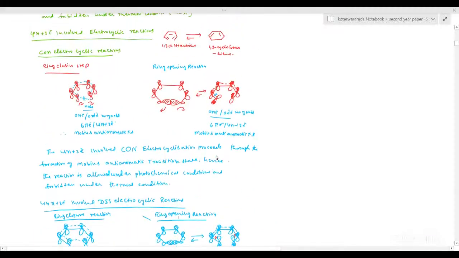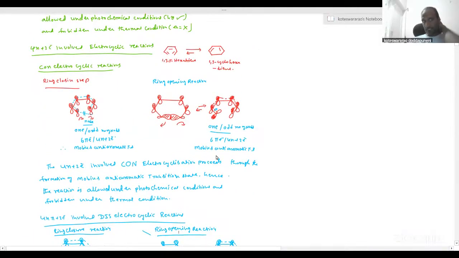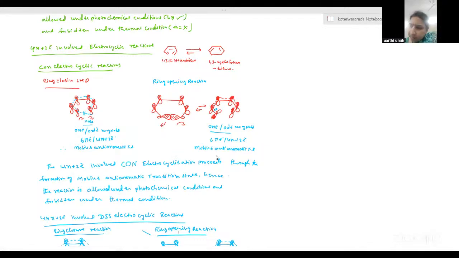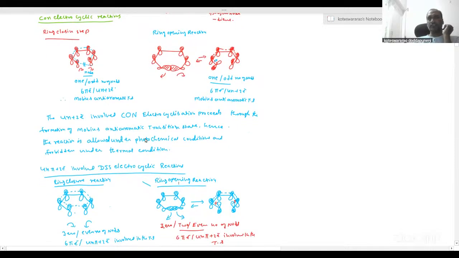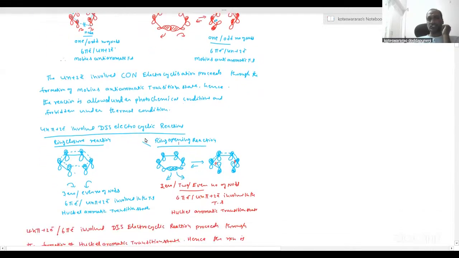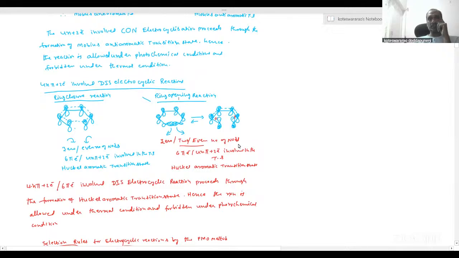Yesterday we stopped at electrocyclic reactions involving 4n plus 2 electrons. In these electrocyclic reactions, the ring closure reaction and the ring opening reaction, the transition states were already discussed. I have given practice for the disrotatory electrocyclizations. Okay, the same observation you have found.